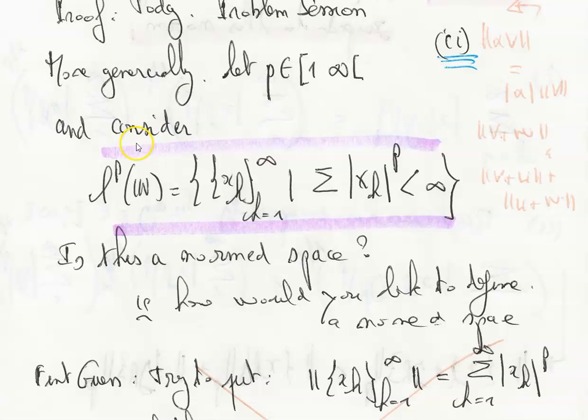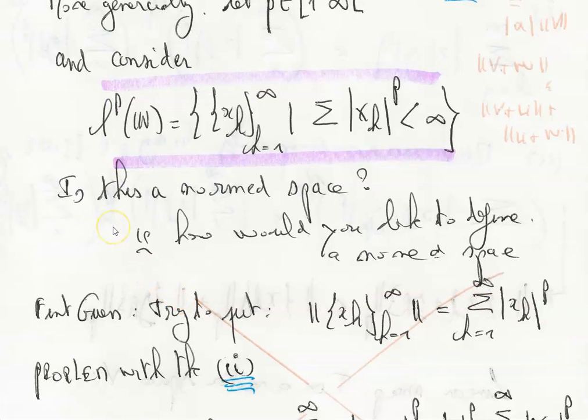So we consider lp of n, which is all the sequences xk, k from 1 to infinity, such that the sum for k from 1 to infinity of the modulus of xk to the power p is less than infinity, which means that the series is convergent. So lp of n is in a way the space of all the convergent series for the p norm. This is the p norm of the sequences that we just defined.